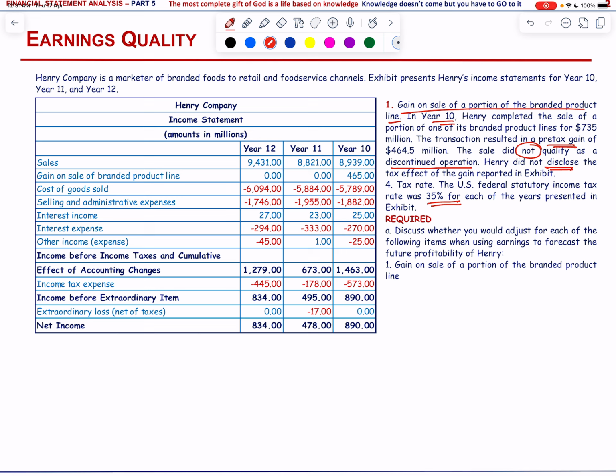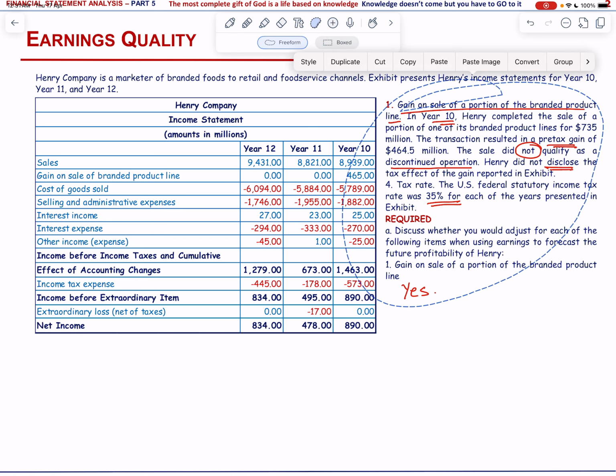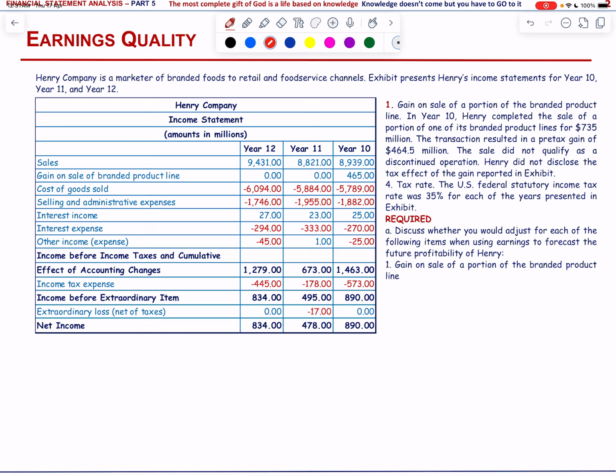So I just repeat again. The question is that there is a gain on sale of a portion of the branded product line, and should we adjust this gain when forecasting the future profitability? And the answer is yes, we should adjust for it. And the reason is that the gain of 464.5 million pre-tax is reported in year number 10.